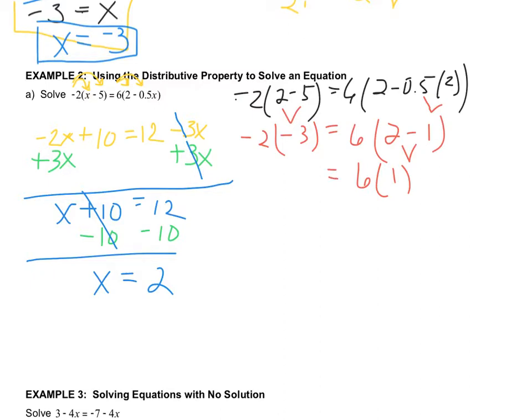Over here, negative 2 times a negative 3 is a positive 6. 6 does equal 6. And again, the answer is not 6. Don't get caught thinking that. It does check. But it checks when x goes in as a positive 2. So I know that that is the right answer.